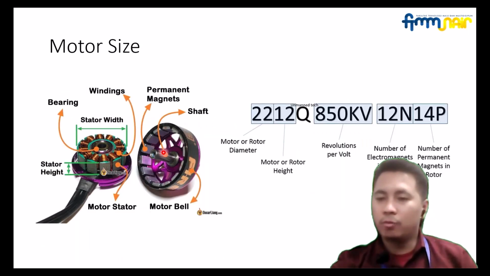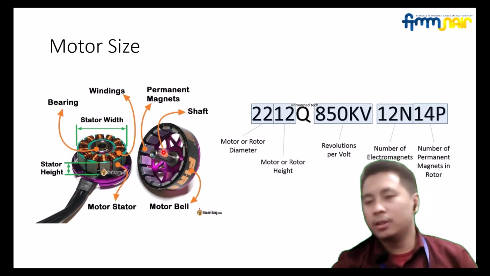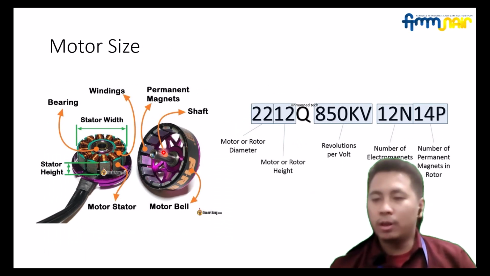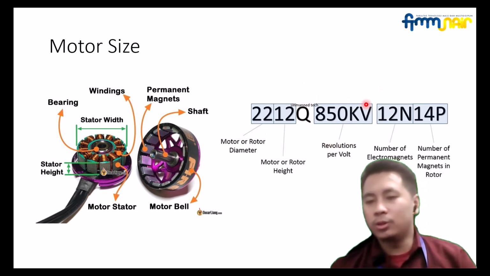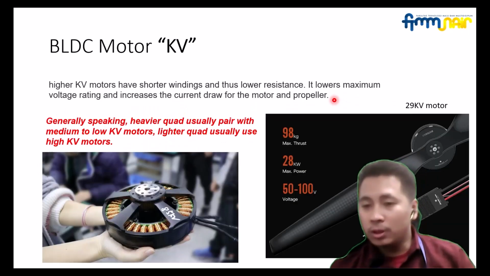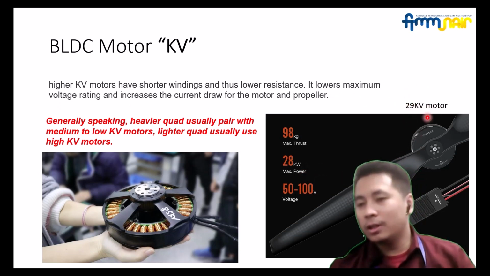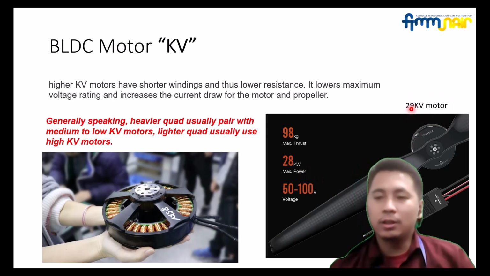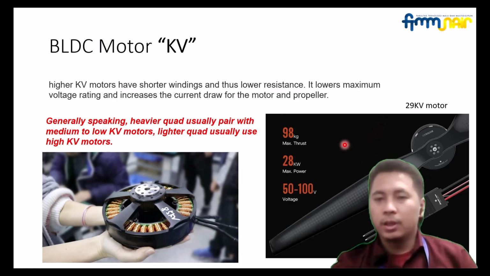kV is revolutions per volt. When you have an 850 kV motor, you will rotate the motor at 850 RPM per volt. But with a lower kV motor, for example, this one has 29 kV, you will get 29 kilo RPM per volt.